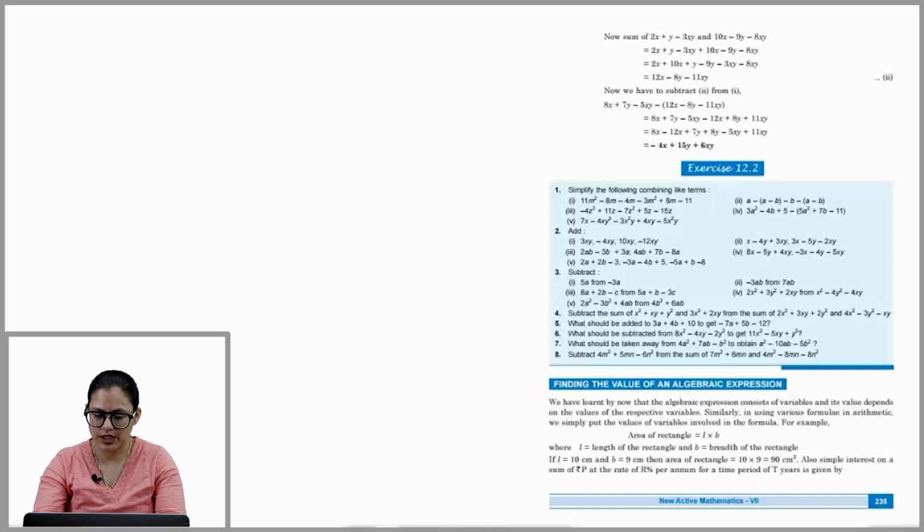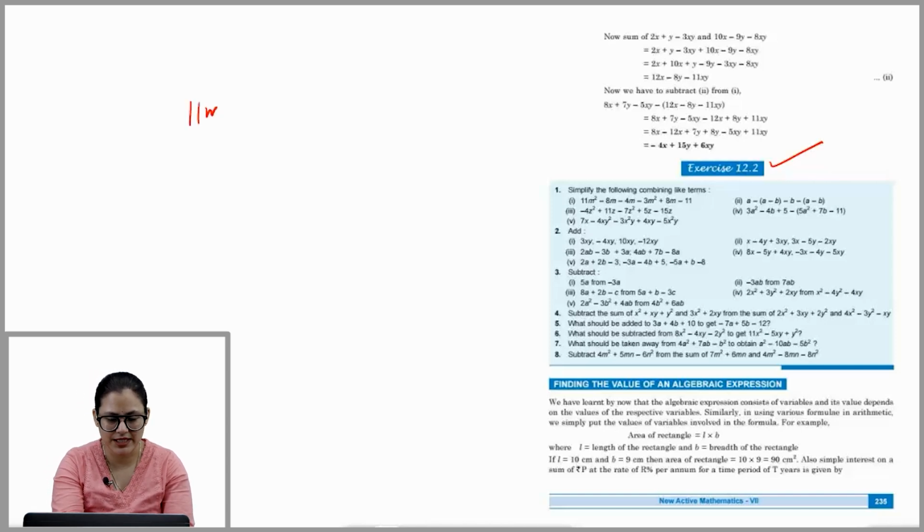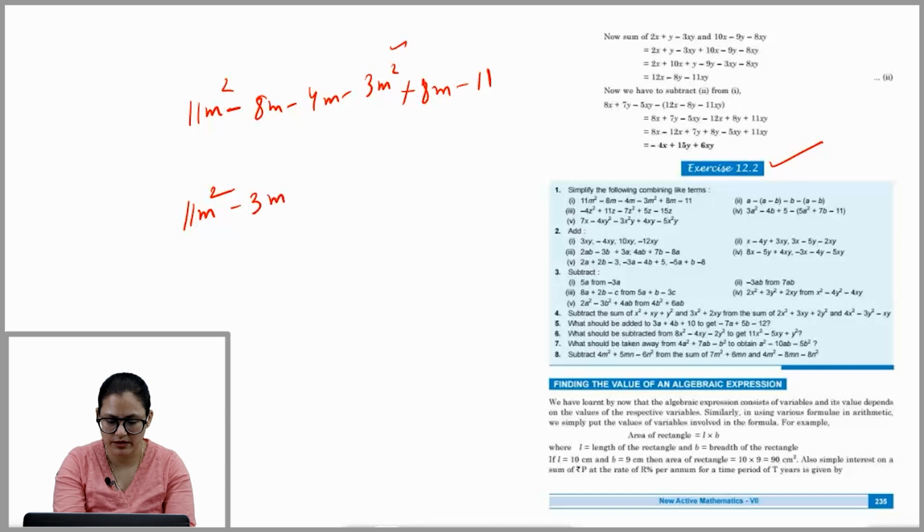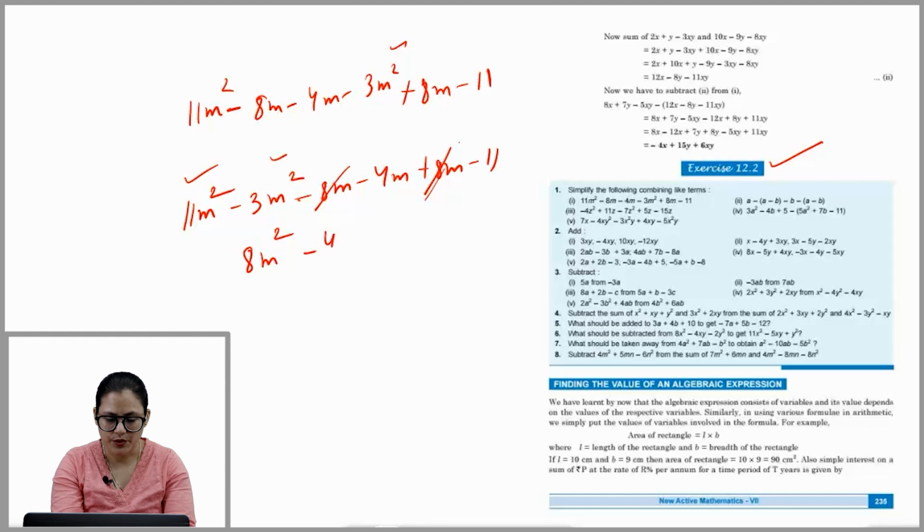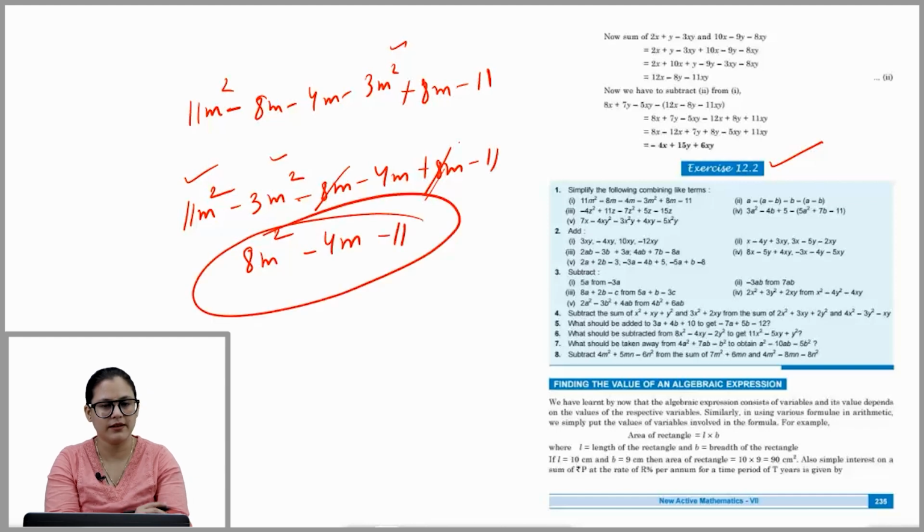Let's do exercise 12.2. Simplify the following combining like terms. 11m square minus 8m minus 4m minus 3m square plus 8m minus 11. So 11m square minus 3m square, then minus 8m minus 4m plus 8m minus 11. Okay. 11 minus 3 is 8m square, minus 8 plus 8 goes, minus 4m minus 11. So this is the answer, right?